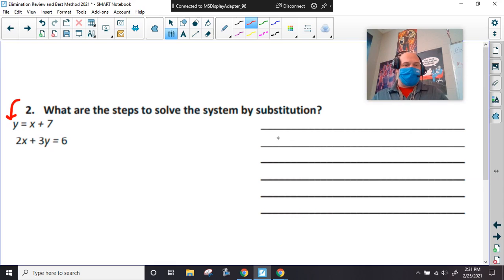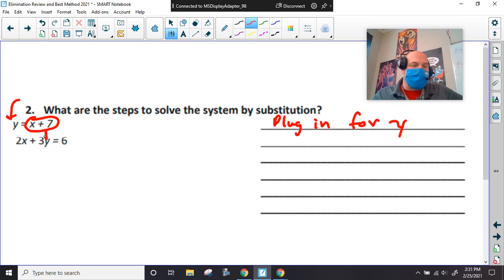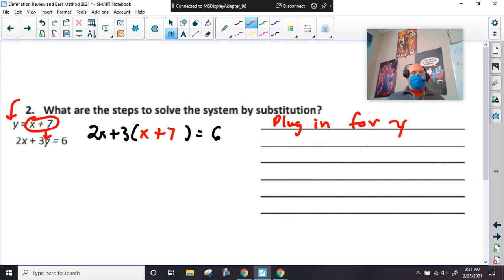So our first step is we're going to plug in for y, not the number 4. We're going to take all this right here and plug it in like this. So now we're going to have 2x plus 3, big parentheses, x plus 7, equals 6. All I do is take all that in. Now remember, for some of us that like to try to put letters back in when they're not supposed to, we're plugging that in, so now we have no y's. Now we all have x's, and we can solve this from here.